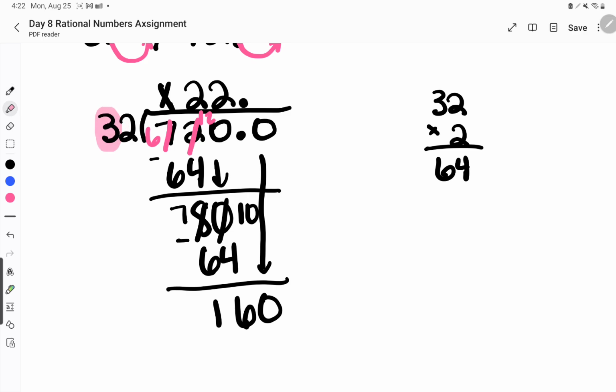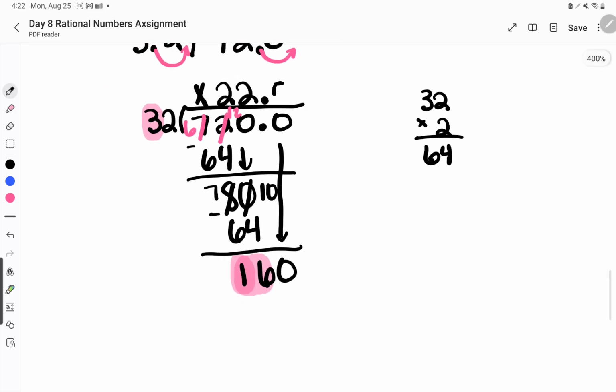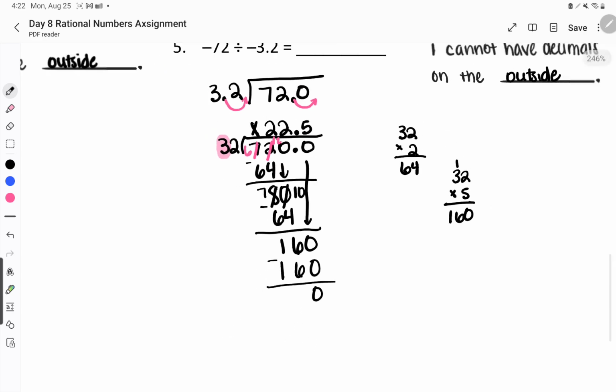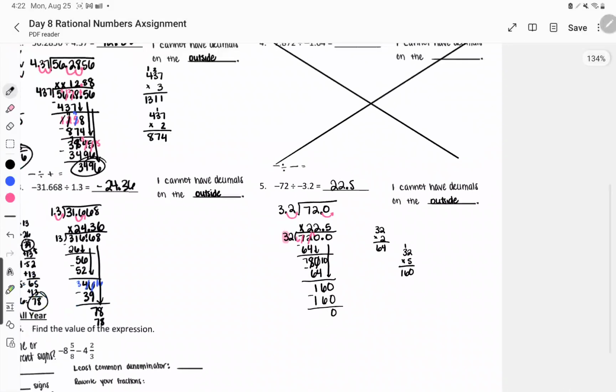32 goes into 160. 3 does not go into 1, but it will go into 16. 3 would go into 16 about 5 times, so we'll start by estimating with a 5. We have 32 times 5. 2 times 5 gives me 10, so I write down a 0, carry my 1. 5 times 3 gives me 15, plus 1 gives me 16. So there's my 160, subtracting that gives me 0. So we're good. This is 22.5. The next thing I have to pay attention to is a negative divided by a negative. A negative divided by a negative gives me a positive.